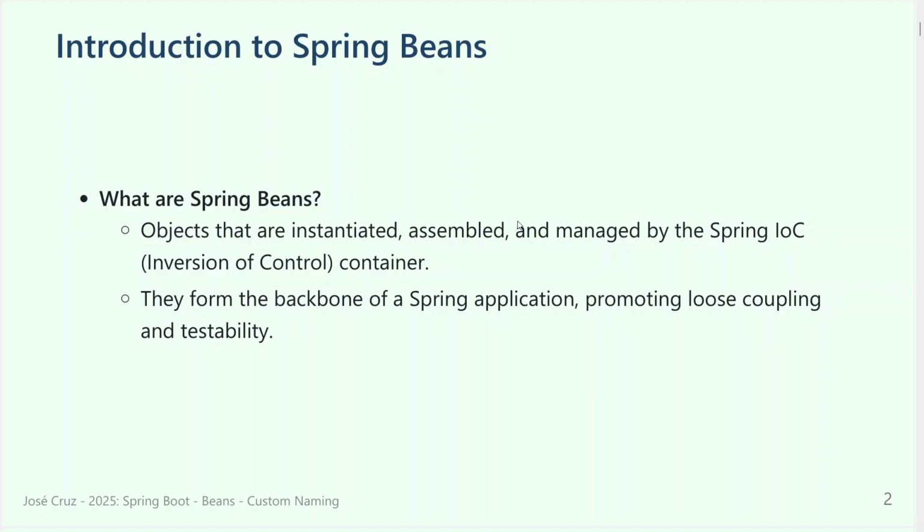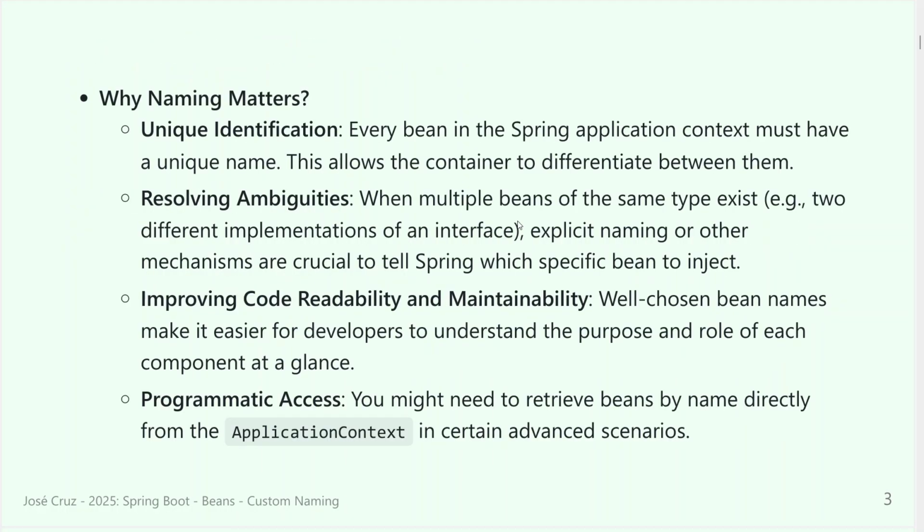And now let's say I'm at an intermediate level on Spring Boot. So let's talk about naming. Why does naming matter? First, unique identification. All the beans should have a unique identification. Of course, because internally there will be a kind of hash table, an internal registry of all these beans, so Spring Boot can find them and do something with them. So they should be unique. That's why the name is important.